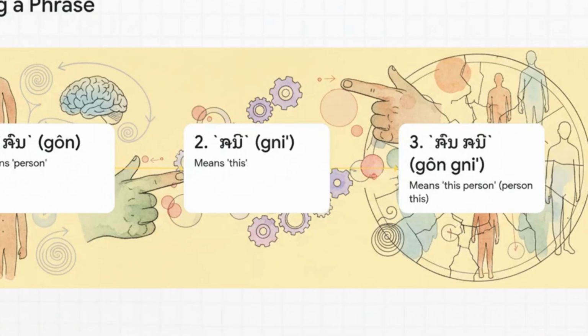Let's just break that down piece by piece. First, we have hon, pronounced gon, which means person. Then we add ni, pronounced gni, which means this. You put them together and you get gon gni, or person this. It's a totally clear, logical way of building a phrase. Once you see that pattern, you've basically cracked a fundamental code of the language.